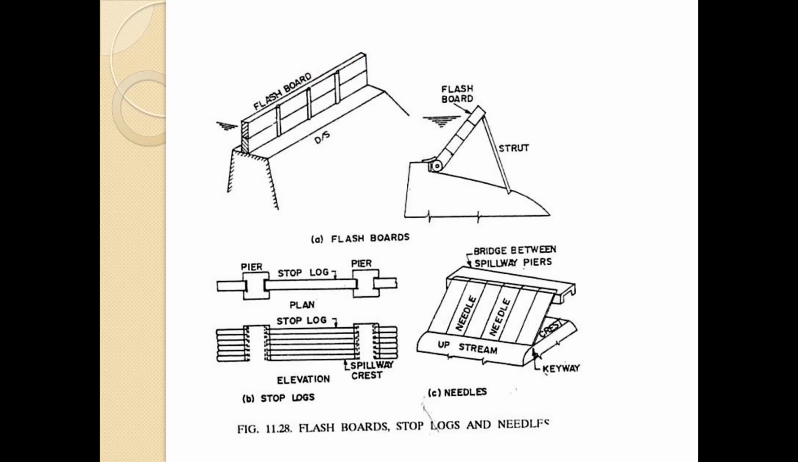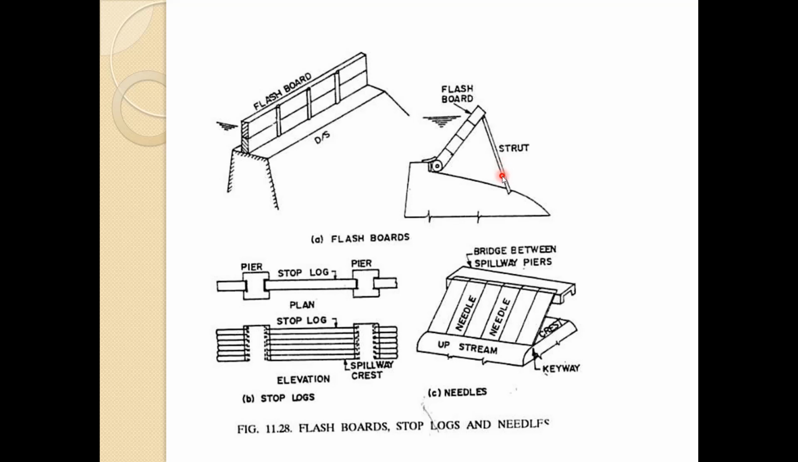First, flashboards. Generally these are called drop-in shutters or permanent flashboards. Here you can see these are the flashboards, and they are like a shutter. We can drop this. They consist of wooden panels, usually 1 to 1.25 meter high. They are hinged at the bottom, like here you can see, and are supported against the water pressure by this strut.